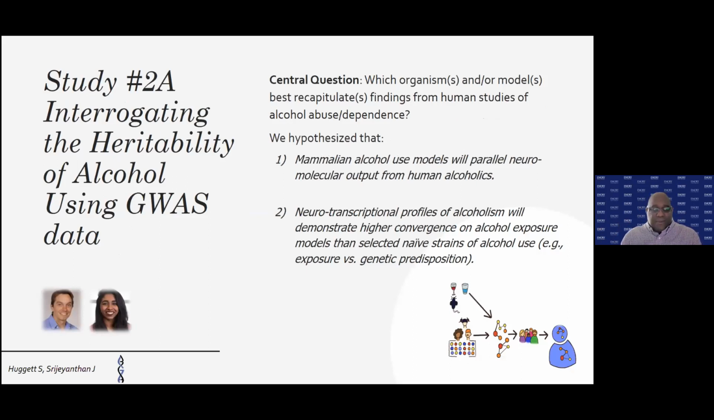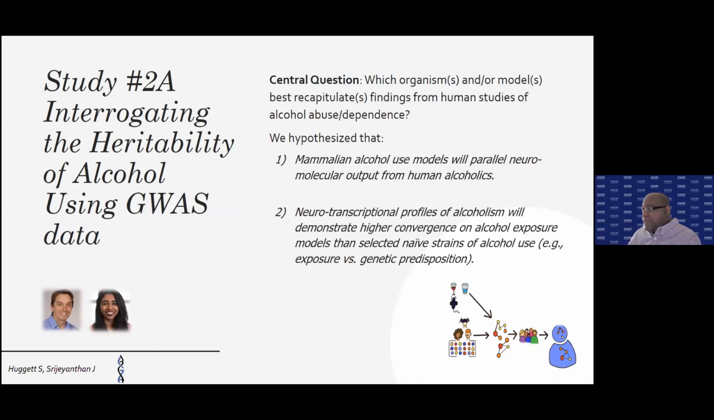So the second study I want to talk about is one that built on the study I mentioned earlier, which we presented in Boston at BGA, I think in 2017. Spencer Huggett and another undergraduate in my lab, Janani Sujantan, who's since moved on, worked with Jason Bouvier to look at which model organism gene sets best recapitulate human studies of alcohol abuse and alcohol dependence.